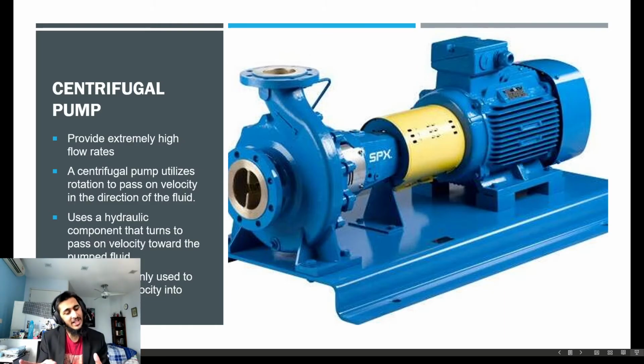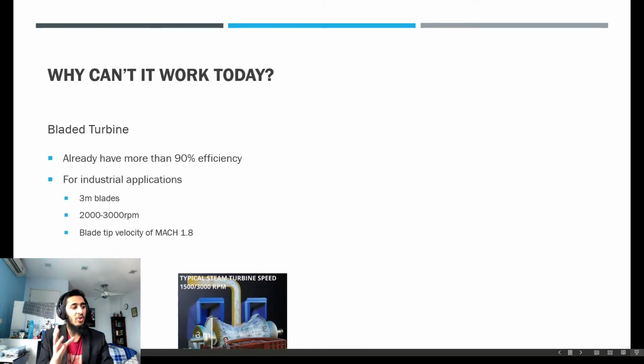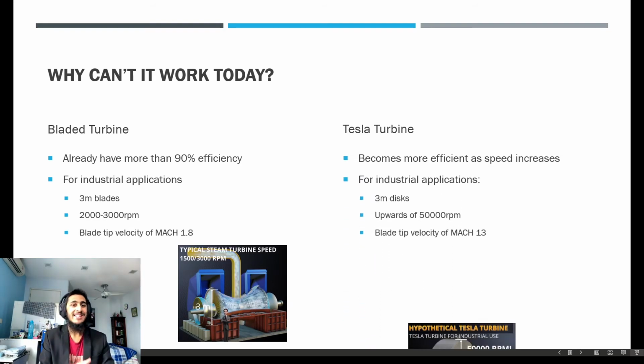Now, this entire idea of, you know what, let's attach a torque motor and create rotation rather than using fluid to create rotation is what later became known as the Tesla pump. So, that's all well and good that the concept of viscosity still has a place. The question is, why can't it work as a power generation method today, now? So, to do that, we need to look at the comparative between bladed turbines and Tesla turbines today.